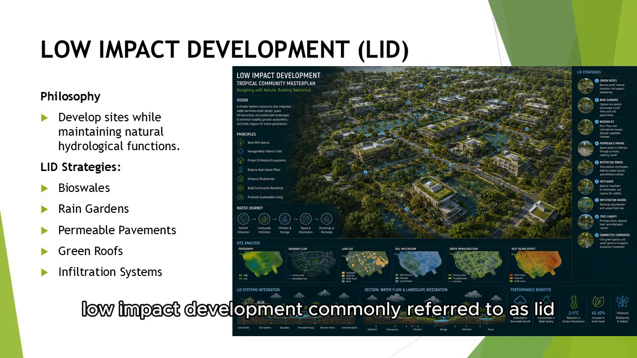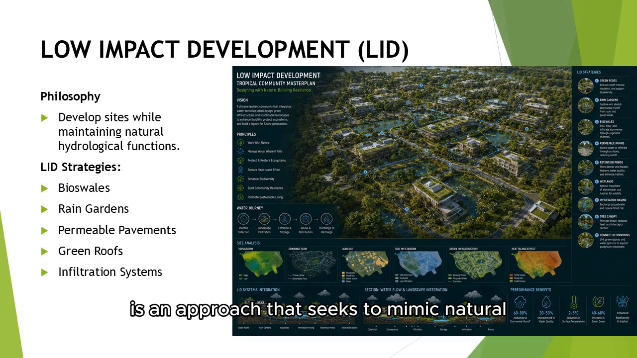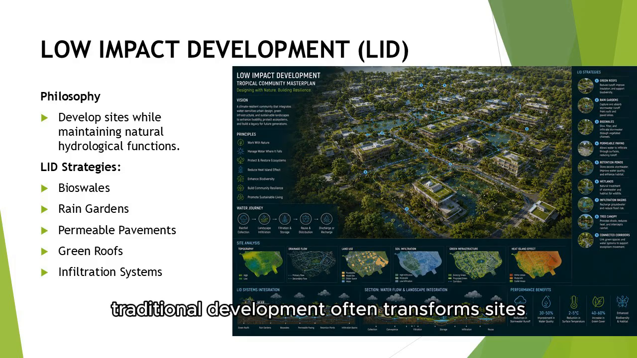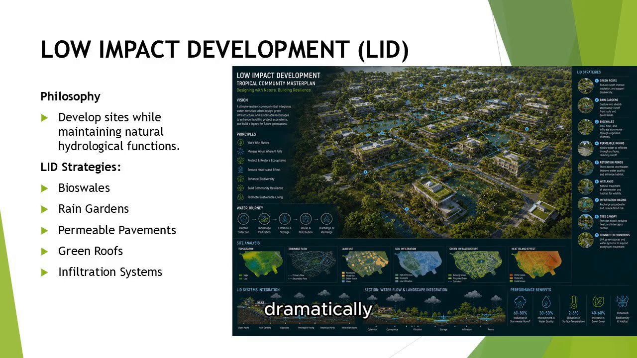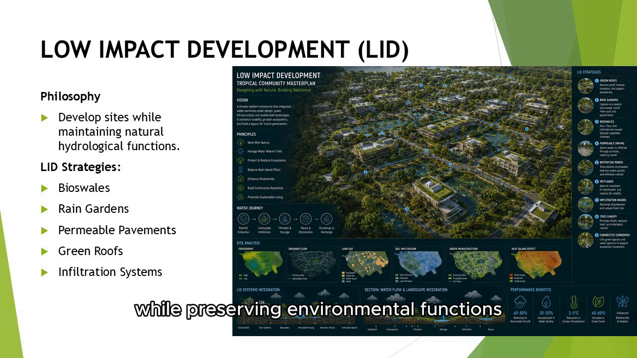Low impact development, commonly referred to as LID, is an approach that seeks to mimic natural environmental processes. Traditional development often transforms sites dramatically. Natural systems are removed, hydrological cycles are disrupted, and ecological functions are degraded. LID seeks to minimize these impacts. The goal is not simply to develop a site. The goal is to develop a site while preserving environmental functions.